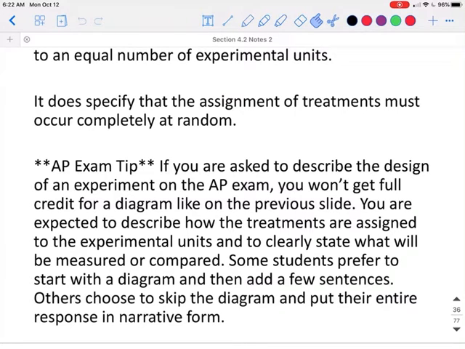Some students prefer to start with a diagram and then add a few sentences at the end. Others choose to skip the diagram, but put their entire response in a narrative form.